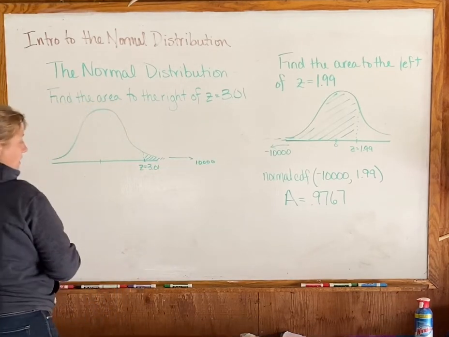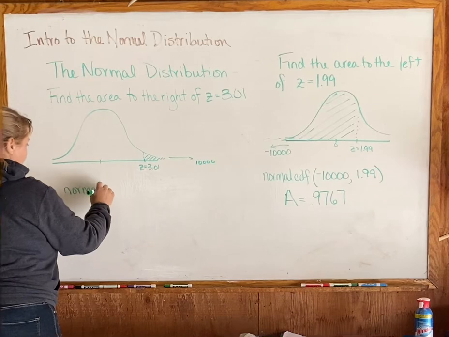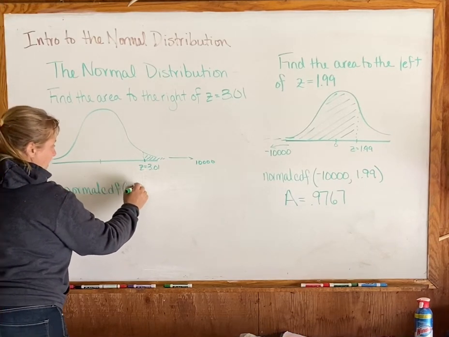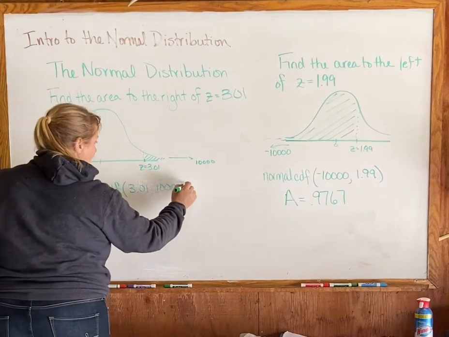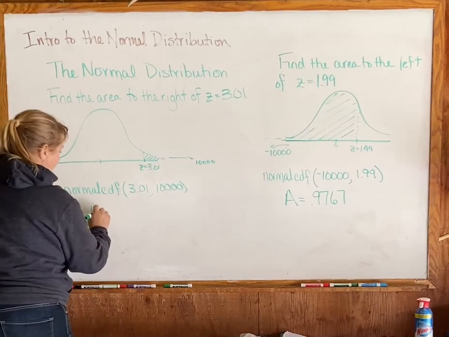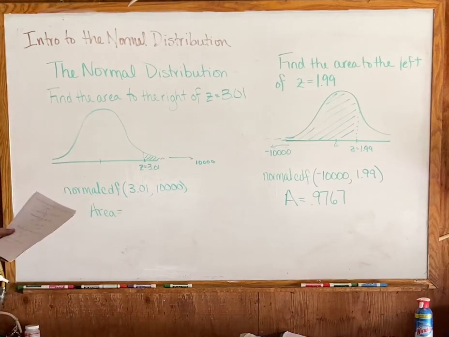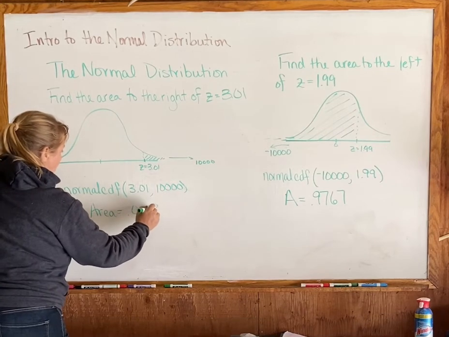So again, we've got our normal CDF. Start with 3.01 and this time go to 10,000 and stick that into the old calculator. And when we do, you should get 0.0013.